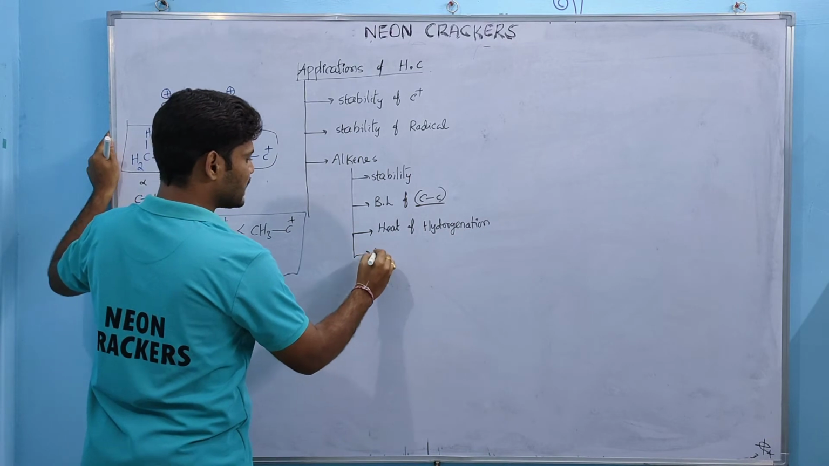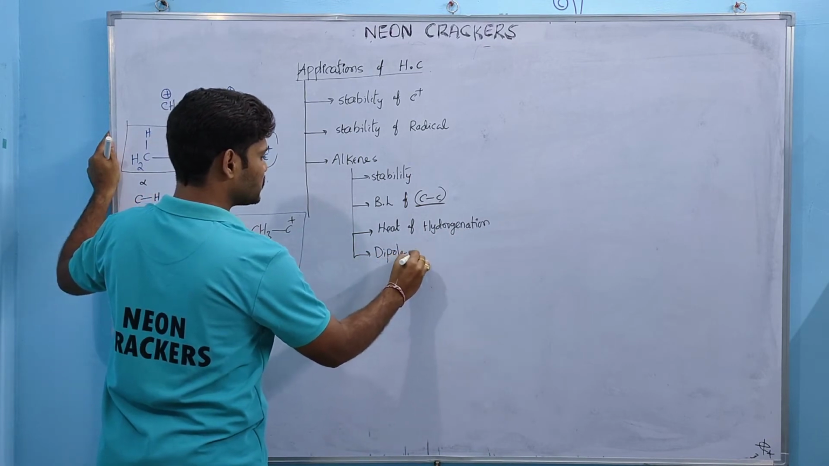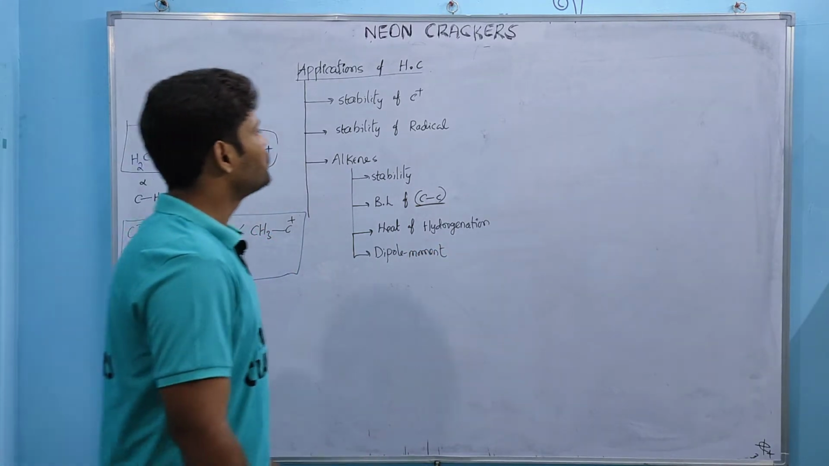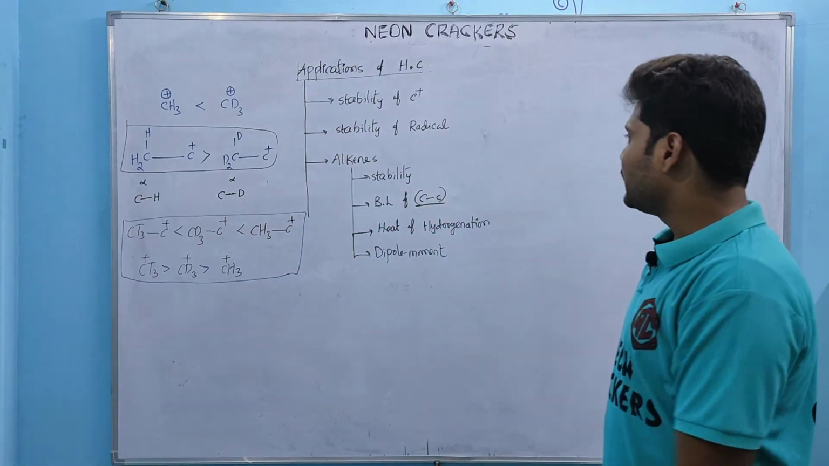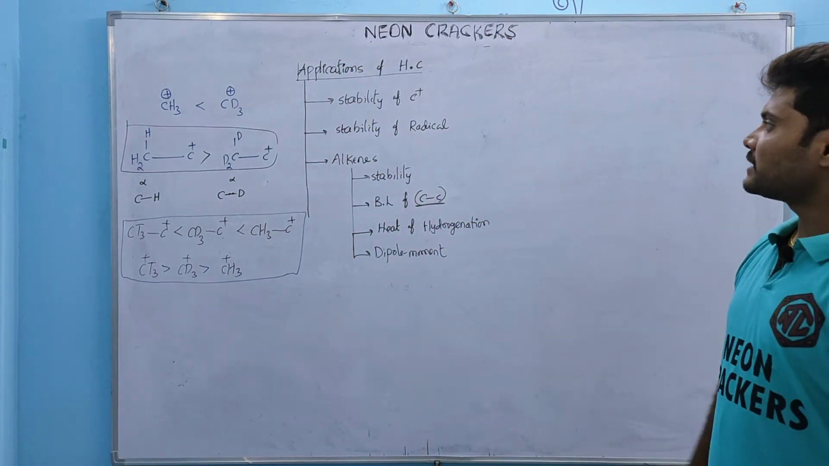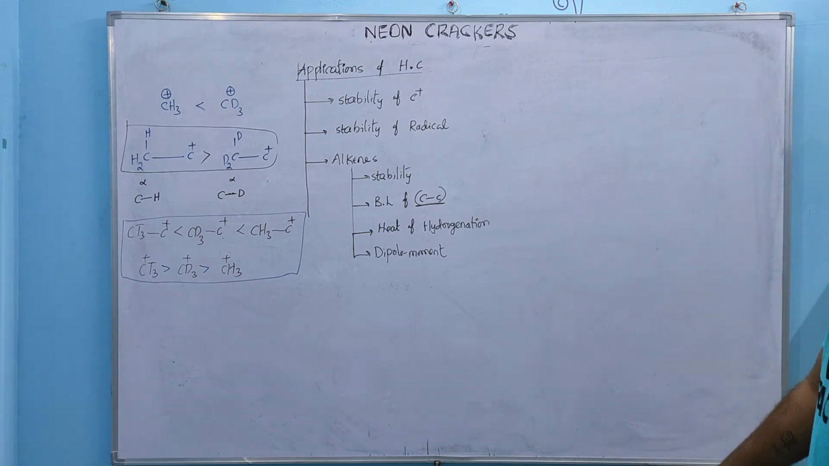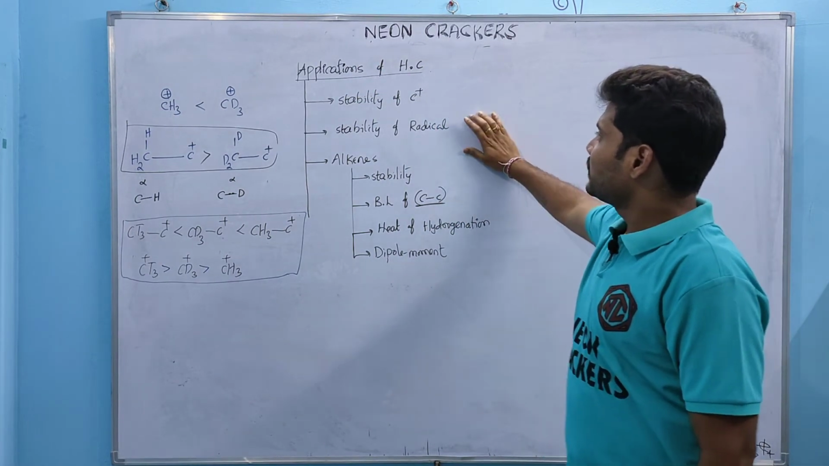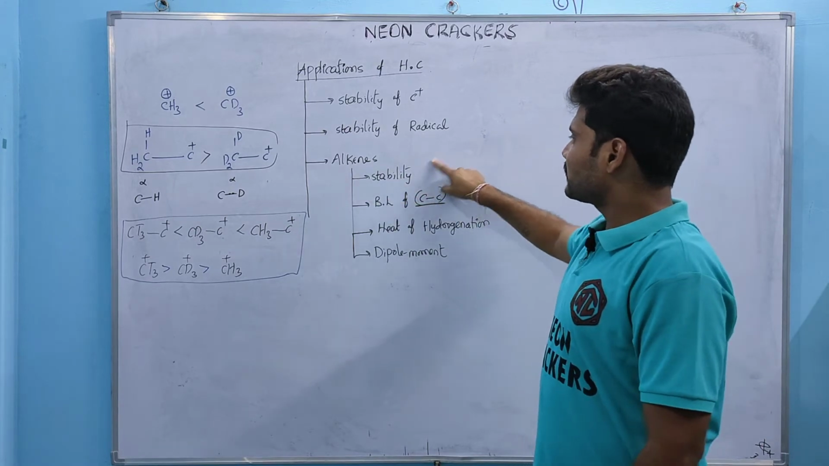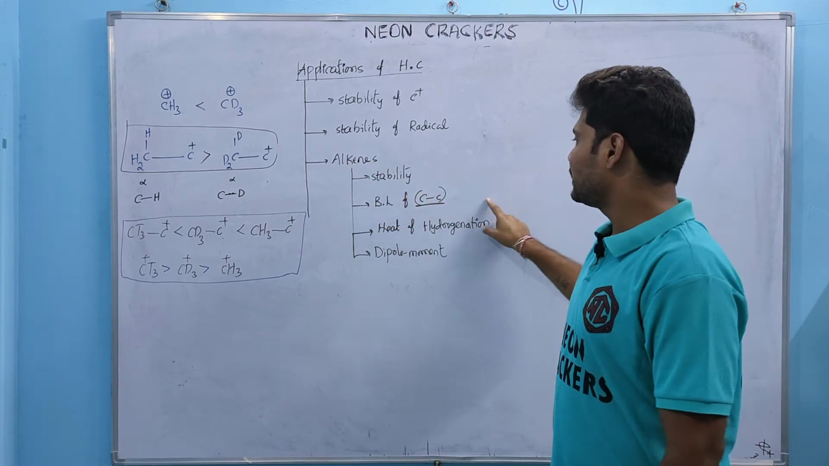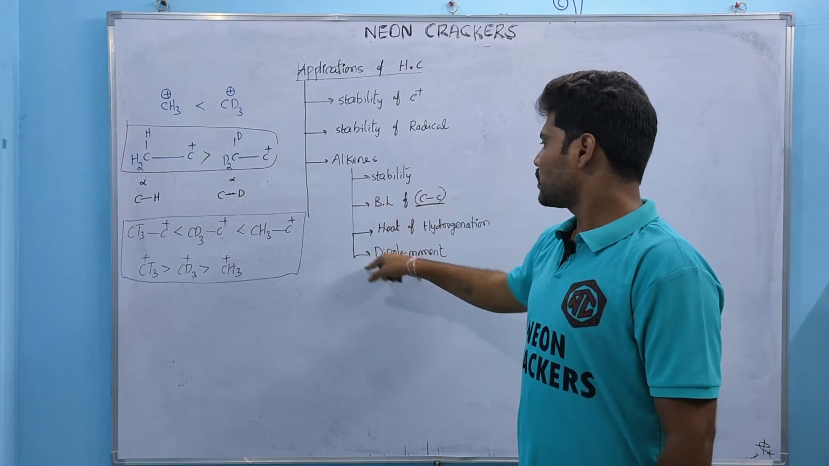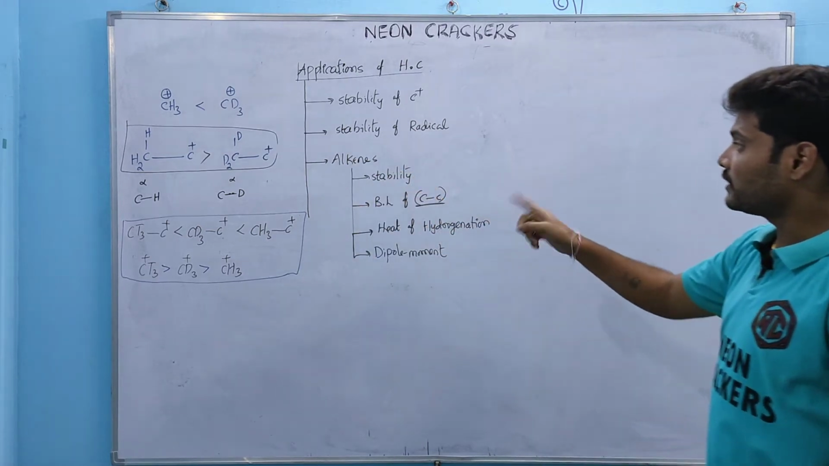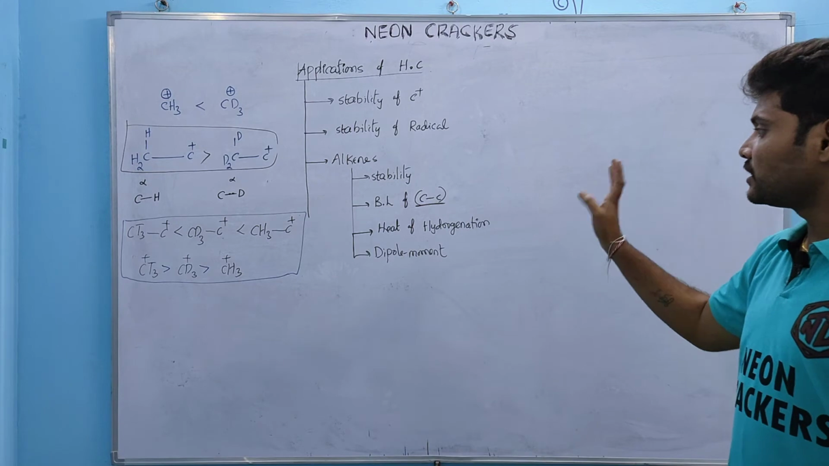Fourth one, dipole moments. These are the major applications of hyperconjugation. Inductive effect is only about stability and acidic and basic nature, right? Here, hyperconjugation applications: stability of carbocation, stability of radical. For alkenes, the first factor is stability, second is bond length, third is heat of hydrogenation, fourth is dipole moment. These are not applicable for carbocations and radicals; they apply only to alkenes. So the major important trends for alkenes are stability, bond length, heat of hydrogenation, and dipole moment.